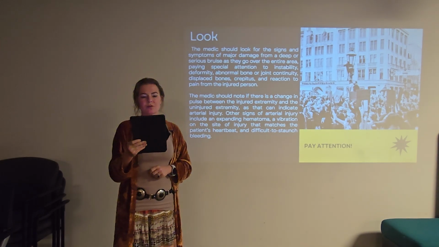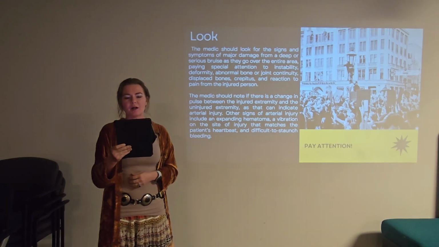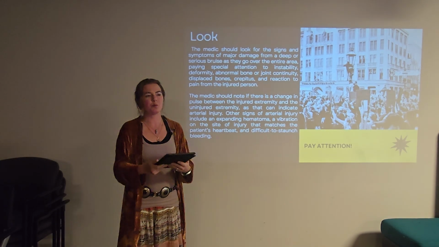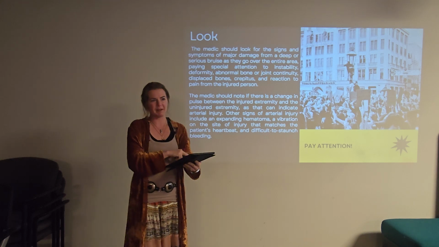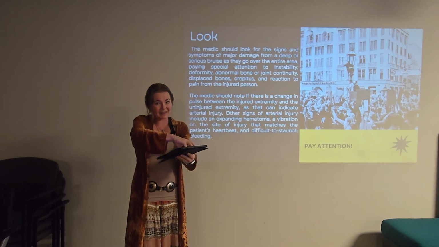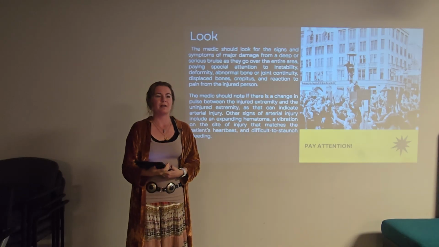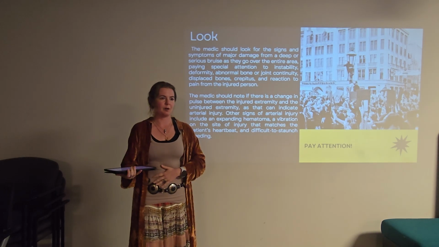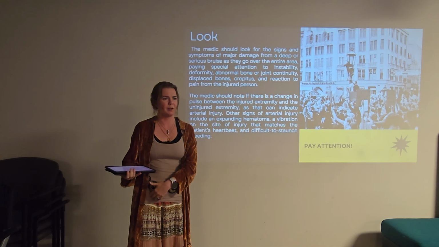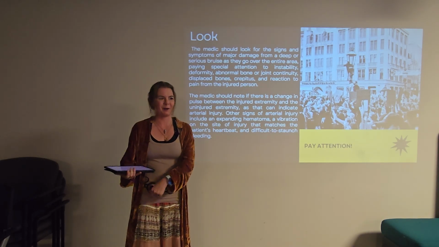Other signs of arterial injury include expanding hematoma, so basically a rapidly growing bruise, a vibration on the site of injury that matches the patient's heartbeat, and difficult to staunch bleeding. If you press on a bruise and you can feel that person's heartbeat where the bruise is, and the bruise is rapidly spreading, that's a sign of major internal bleeding. So let's say someone gets hit in the abdomen, we're going to get into abdominal trauma, and you're pressing around where the bruise is spreading and you start feeling a strong pulse and then there's no pulse in that leg. Guess where the pulse stops? Where the artery is torn.